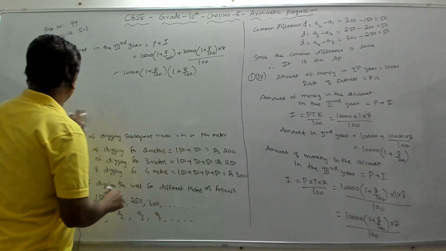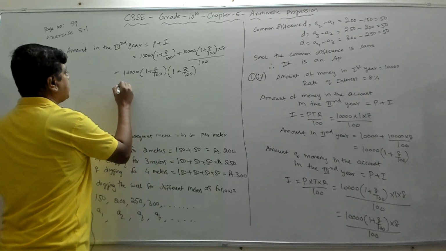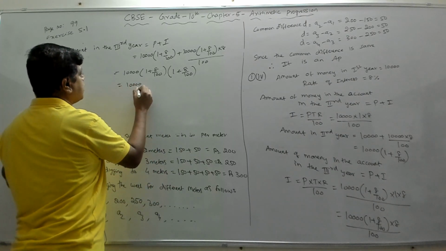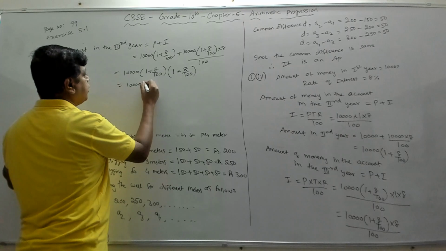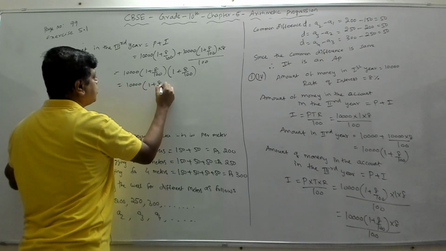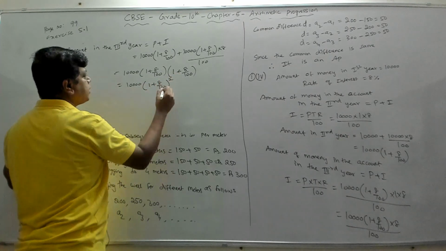Right? Then this becomes 10,000 into 1 plus 8 by 100 into 1 plus 8 by 100, which will give you 1 plus 8 by 100 the whole square.